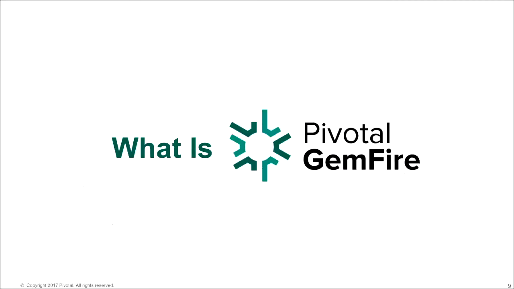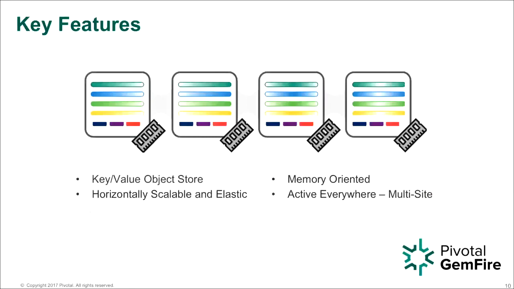So what is GemFire? GemFire is Pivotal's in-memory data grid. Horizontally scalable and elastic. You just fire up new nodes on the fly. Scale up or down, either direction, no downtime, no data loss when taking a node down. It's memory-oriented, but not memory only. It also supports a notion of disk persistence.